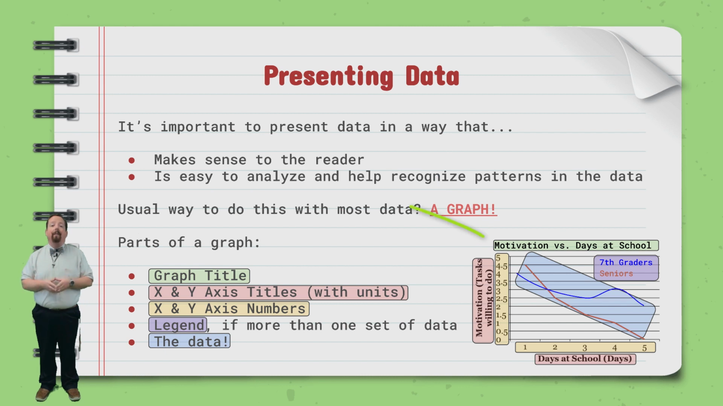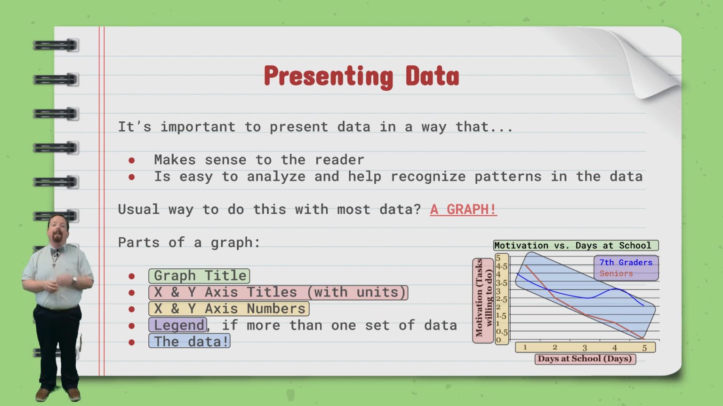At the top of the graph, you place a graph title, which is often just whatever you call the y-axis versus whatever you call the x-axis. In this case, the graph is called motivation versus days at school, because motivation is the y-axis and days at school is the x-axis. If you're placing more than one set of data points on a graph, you also need a legend or key that tells you which data points or which line is which set of data. In this case, my key is color-coded, but you could also have different line styles as well.